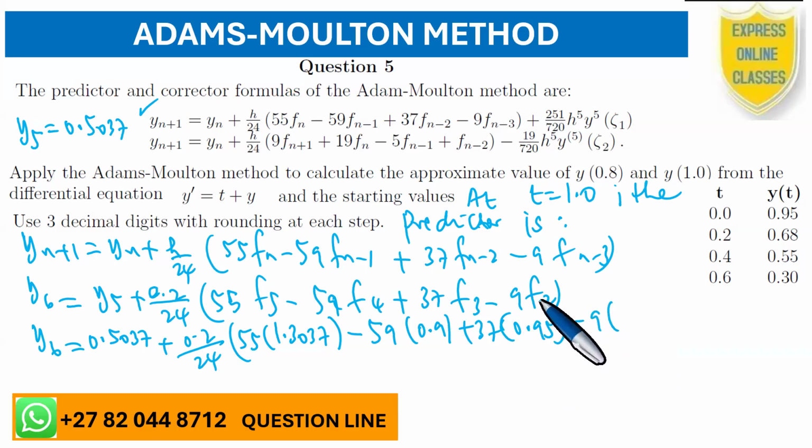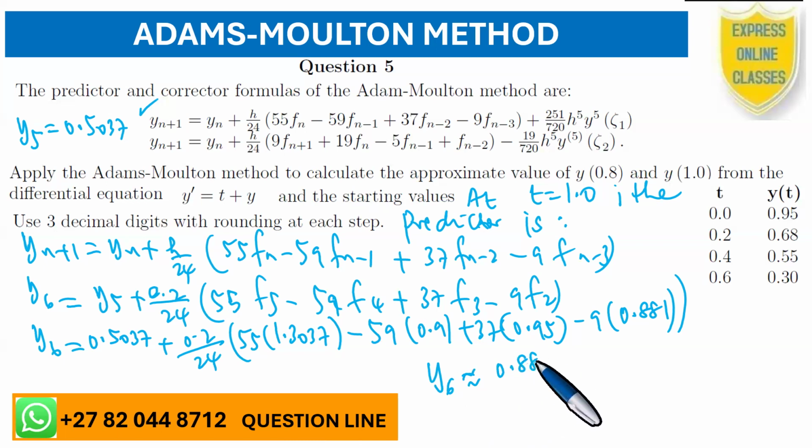We have minus 9 F2. The F2 came from the table, and so we got it to be what? From the table, it became exactly 0.881. Using a calculator, you'll be able to get the actual estimate of y6. So y6 is 0.8856.